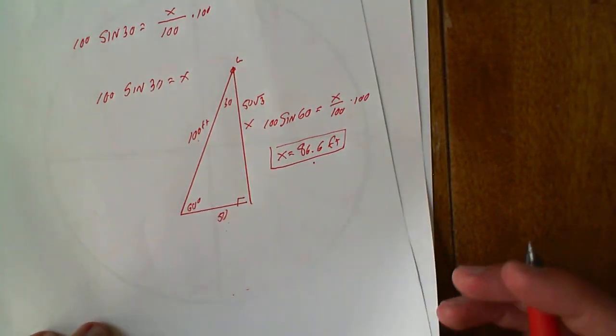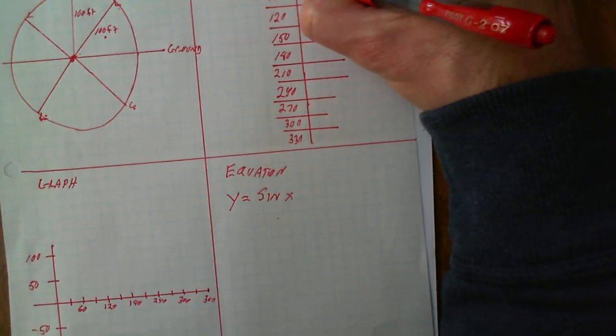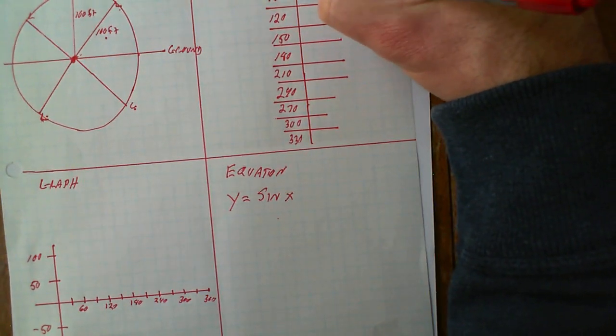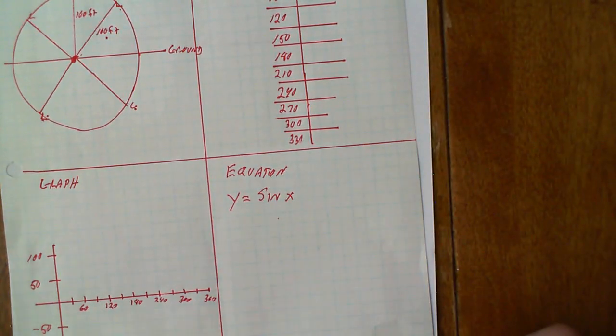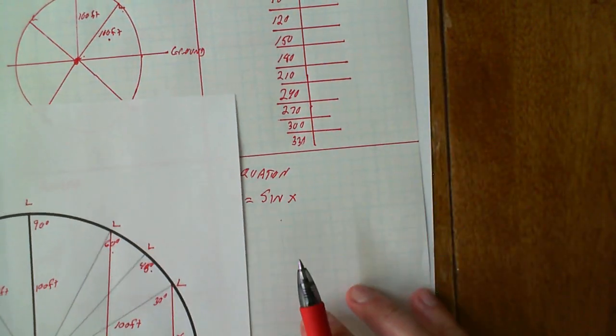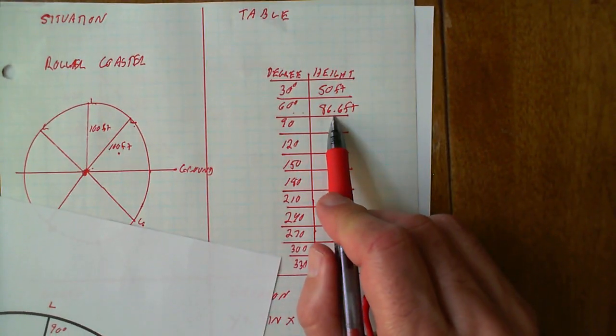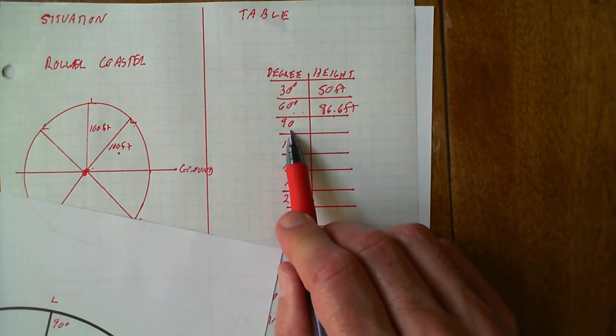86.6 feet. So let's go to our table. We know it's 60. It's 86.6 feet. Okay? Let's move a little bit quicker here. What's my next table? Whoops, sorry, I wrote it there. Can you guys see that? 86.6 feet. Now, let's do 90.